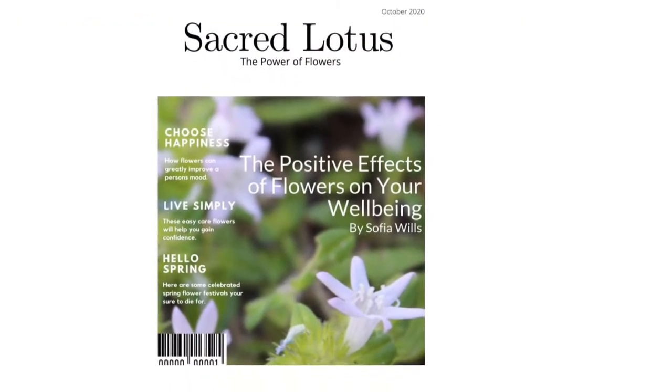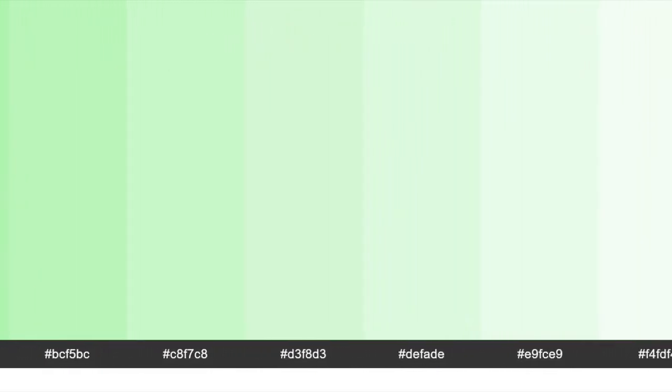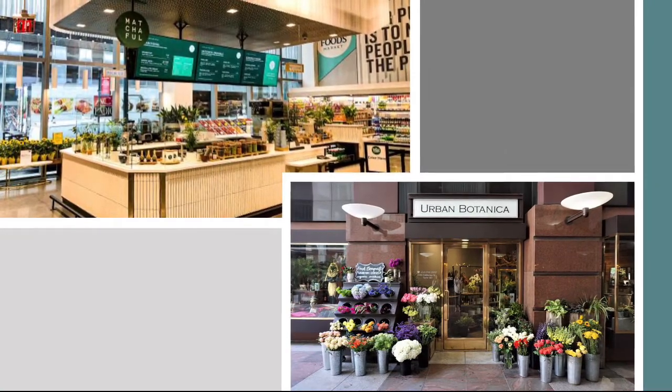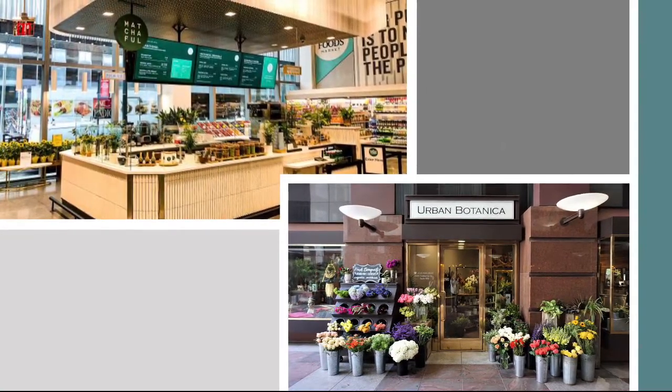Since the target audience was more towards females, my magazine went for a more feminine appeal with delicate colors such as white and green. Where my magazine will be distributed is in stores that have a much natural aura to them, such as Whole Foods and boutiques.